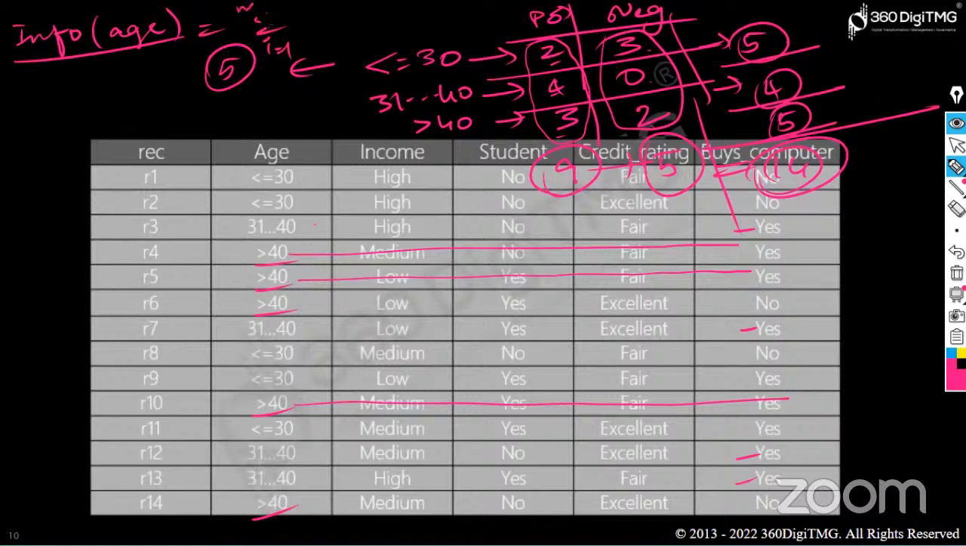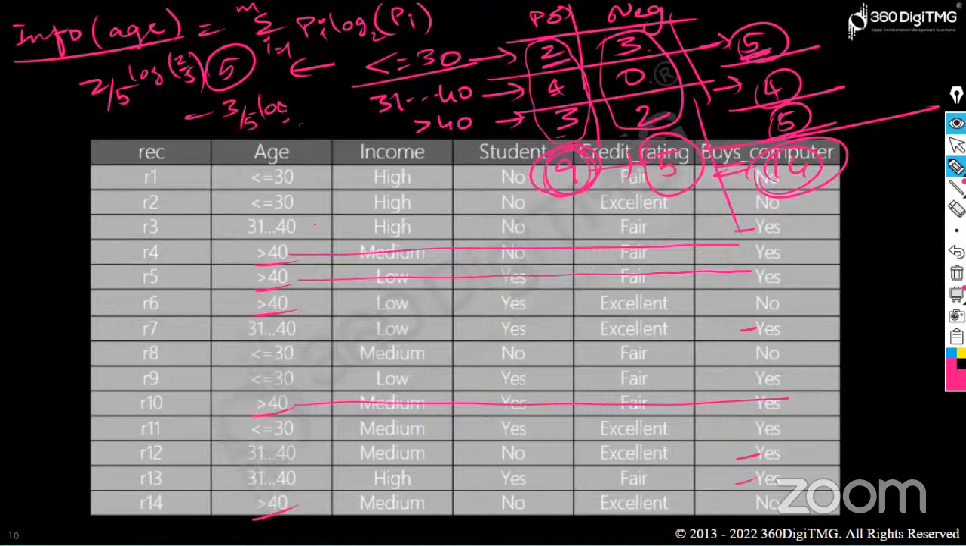The formula is the same: sigma i equals 1 to m, p_i log of p_i to the base 2. So I consider first less than or equal to 30. I'll be getting 2 out of 5. Don't worry about 9, don't consider 9. Out of 5, you got 2 yes. That is minus 2 by 5 log of 2 by 5 minus 3 by 5 log of 3 by 5. So you'll be having minus here. So you calculate this value and get the value.